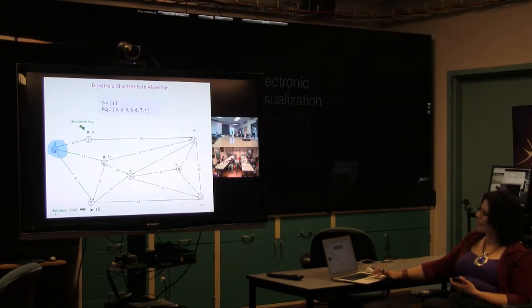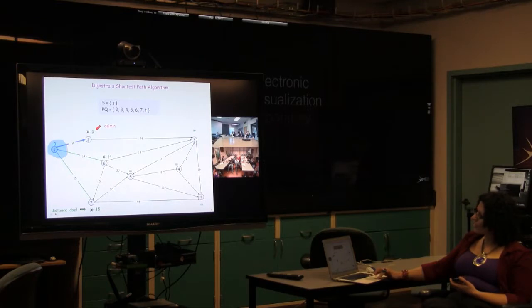I start with the idea that the shortest path to everywhere takes infinity. But now I know it takes only nine units of time to get to this one, and 14 units of time to get here, and only 15 to get here. That's the best I can do. So that's an algorithmic way of solving it.